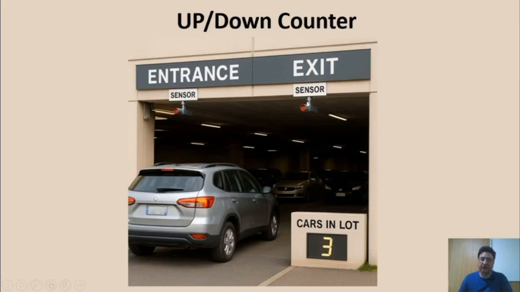Here, we have utilized one sensor for the entrance point and another sensor for the exit point. Every car that enters the parking lot is detected by this sensor, which generates an electrical pulse, allowing the counter mechanism to increase the count by 1. And when vehicles exit the parking lot area, they are detected by this sensor, which also generates an electrical pulse, enabling us to decrease our current count by 1.